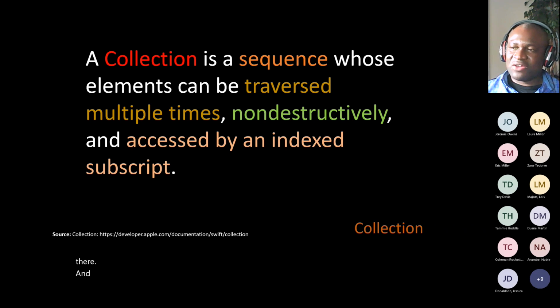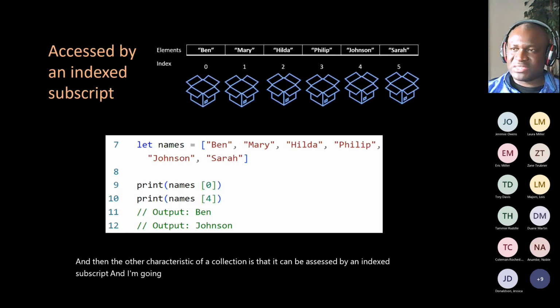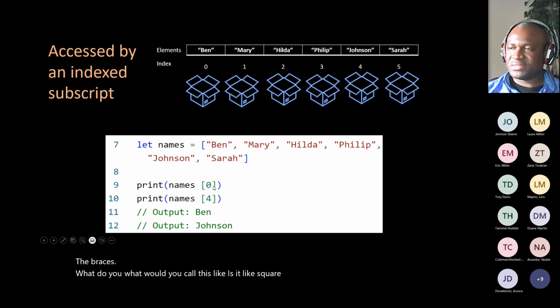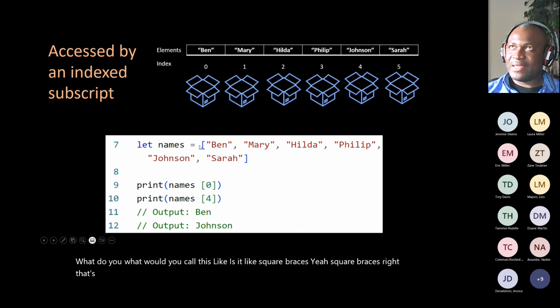The other characteristic of a collection is that it can be accessed by an indexed subscript, and I'm going to show what we mean. This is an example of an array. Let's say I have this line of code: let names equals, by the way, this is how you see the braces. What would you call this? Is it square braces? Yeah, square braces, right? That's how you declare an array.